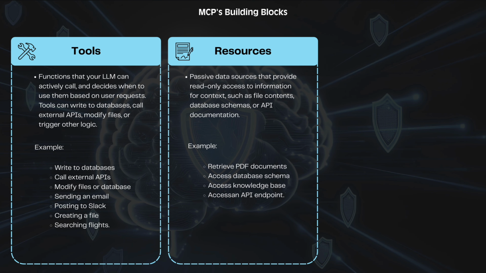On the other hand, resources are passive data sources. They provide read-only access to information that the AI application can retrieve and provide to AI models as context. Think of them as things that AI can read but cannot modify. Resources include structured metadata so that AI knows what it's looking at. A resource might be a PDF document or a knowledge base document, a database schema, or an API endpoint.